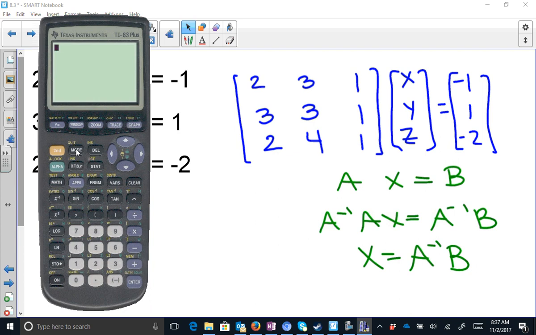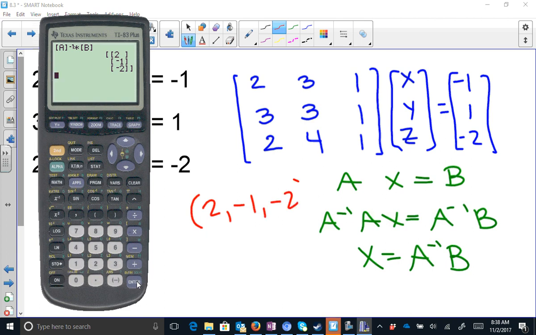So you have a 3 by 3 matrix for A, a 3 by 1 matrix for B, and here we've done the algebra: AX equals B, multiply both sides by A inverse to get that our variable matrix X would be A inverse times B. So in your calculator, all you're going to have to do is call up matrix A, make sure that it's your inverse, and multiply it by matrix B. So 2, -1, -2 would be our coordinate of intersection here.